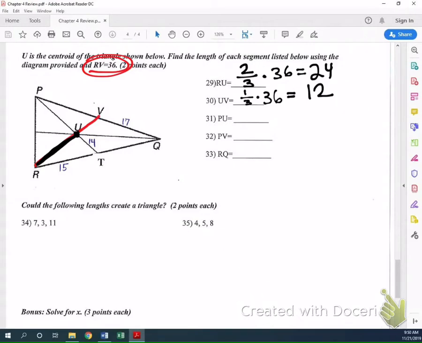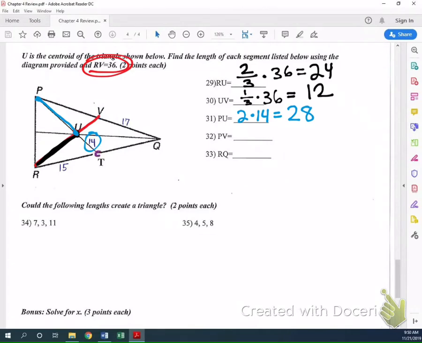All right. PU is the next one we're looking at. So PU is the longer segment in this other median. The shorter segment is 14. So the longer one is always twice as big as the shorter one. So how long is PU? We just do 2 times 14. 28. Good.